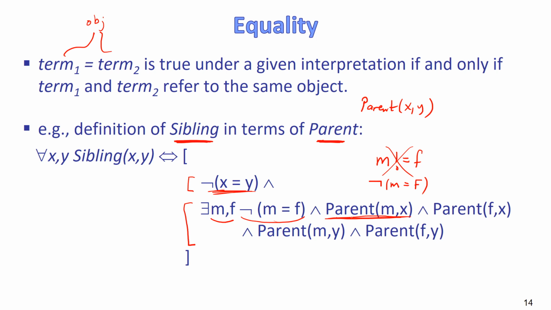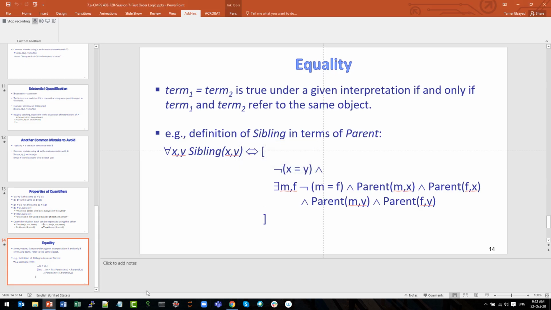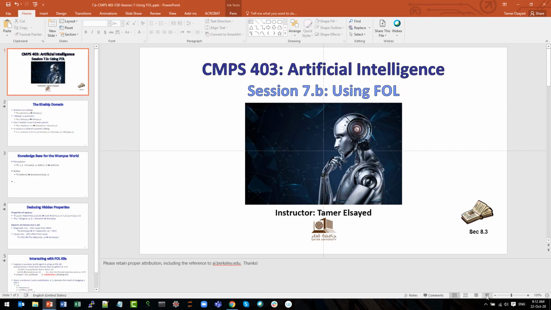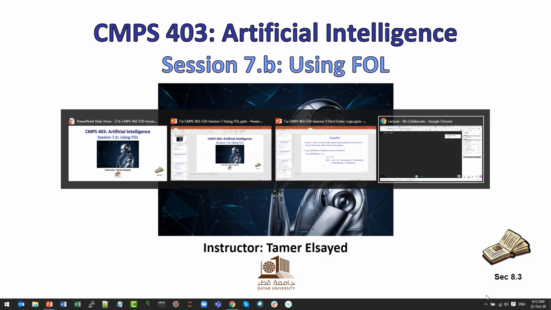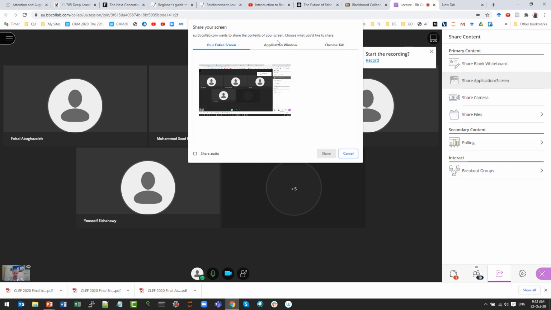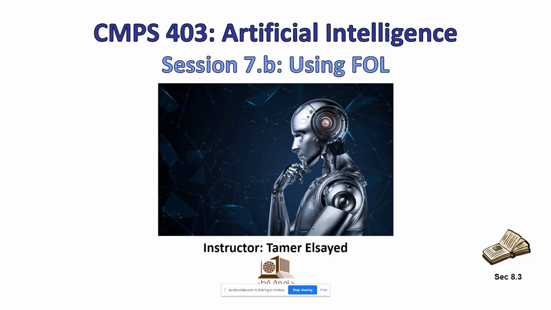Any other questions? No questions means everything is good, hopefully. Okay, then we'll switch to the next set of slides, mainly about using first order logic. Let me share that. Okay, I think you see it now.